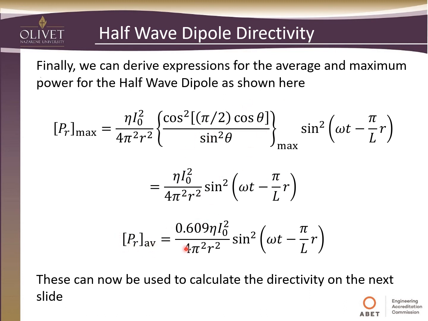And then we have the average for this. And again, if we average that out, we come up with this expression here. Again, I'm skipping a lot of the math steps because I don't want to spend a lot of time on that. I just want to introduce you to some of these equations and how they're used. So now that we have the maximum and the average, that's what we need to calculate the directivity. And so we'll do that on the next slide.